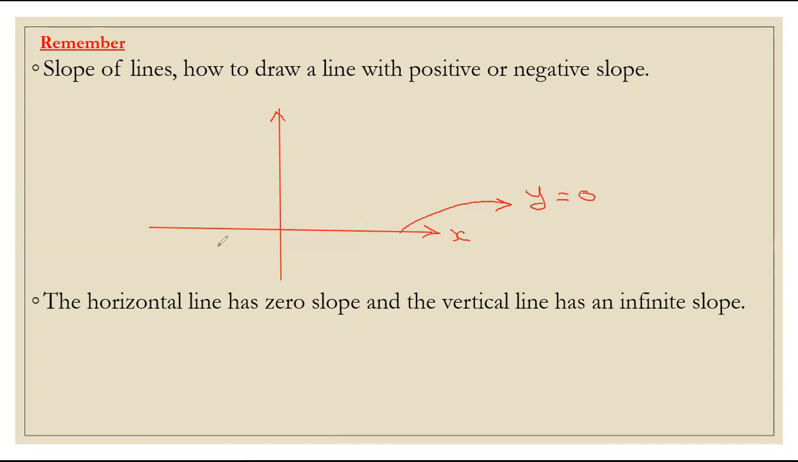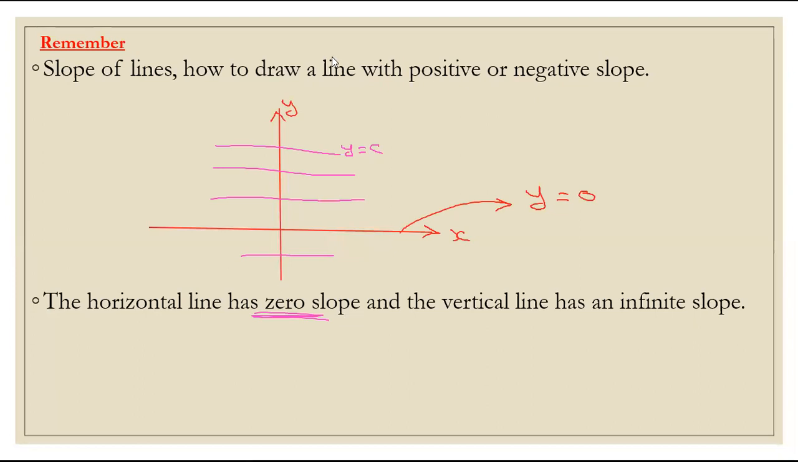Okay. And now my question, not only the x-axis, all the horizontal lines like this. This is a horizontal line. Y equals C. You are right. All of them have the slope 0.